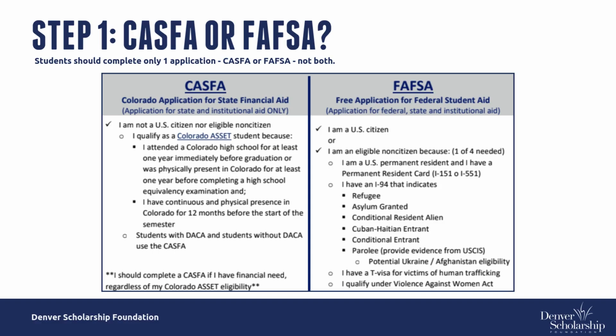Those apply to any person regardless of their immigration status. They are: if the person has attended a Colorado high school for at least a year before graduation and has been physically present in Colorado for at least 12 months before starting college. So that is students who might have DACA, students who are undocumented, as well as students with any immigration status if they are seeking only Colorado state and institutional aid.